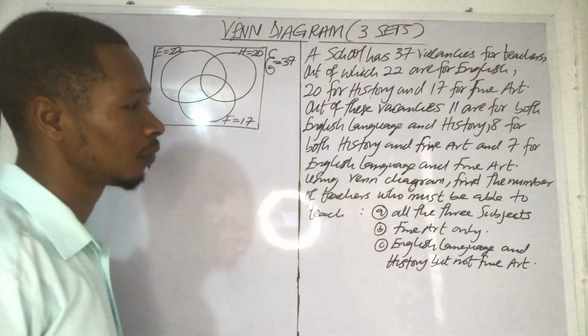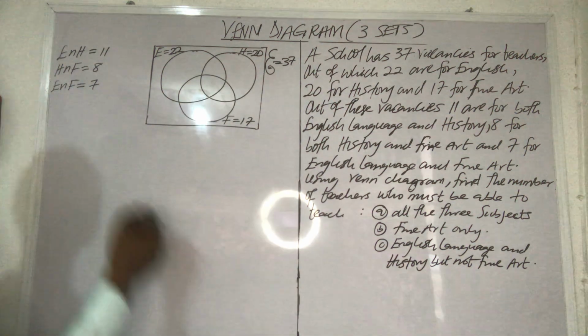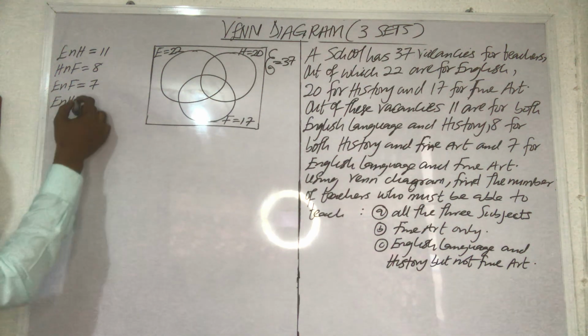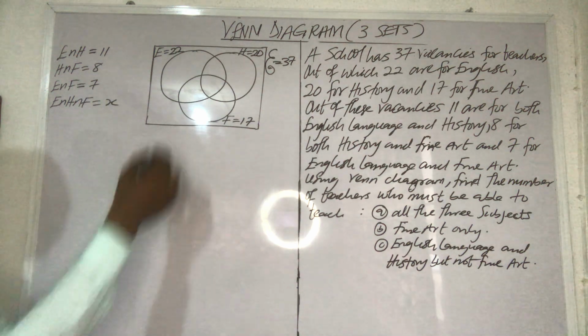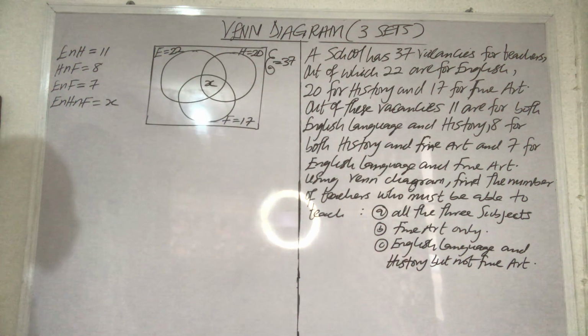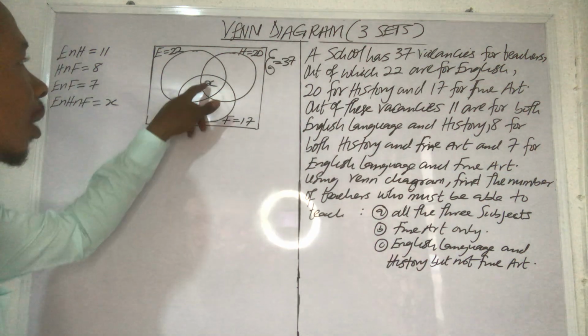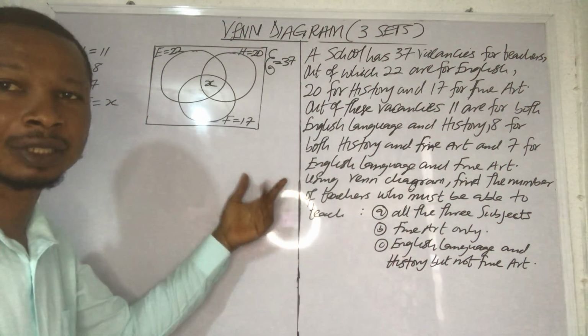Using the Venn diagram, the number of candidates that can teach all the subjects, that is English intersection history intersection fine arts, let that be X. And that will be in the center of the circles. So that's the number of candidates that can teach all the three subjects. We don't know the number of candidates, so we use X to represent it.